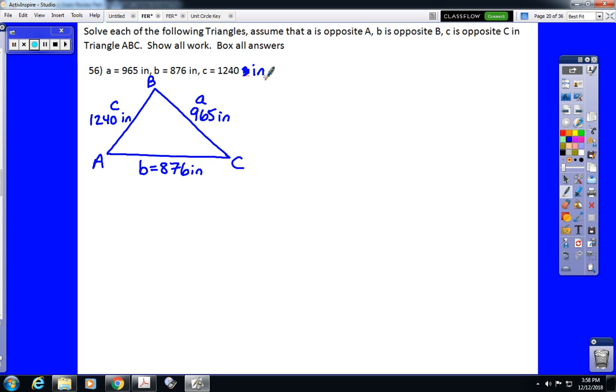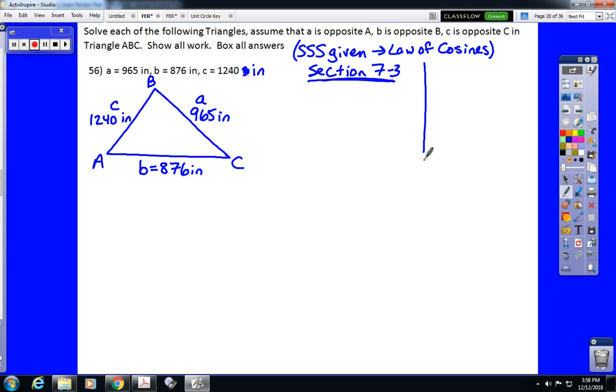So anytime that we are given side, side, side, that is a law of cosines problem, which means the examples in your notes are in section 7-3. Now, if we are being asked to solve this triangle, we need to provide three answers: the measure of angle A, the measure of angle B, and the measure of angle C. So in a side, side, side situation, we do have to start by finding a very specific item, and that is the largest angle.